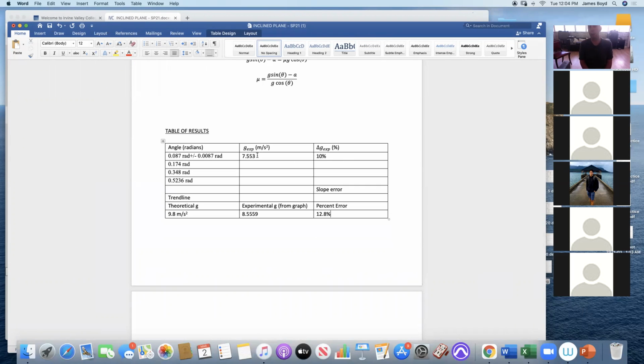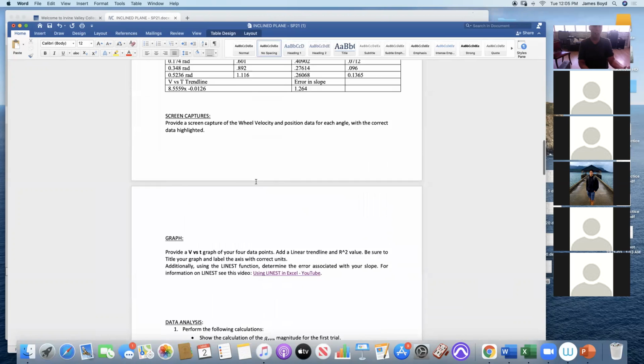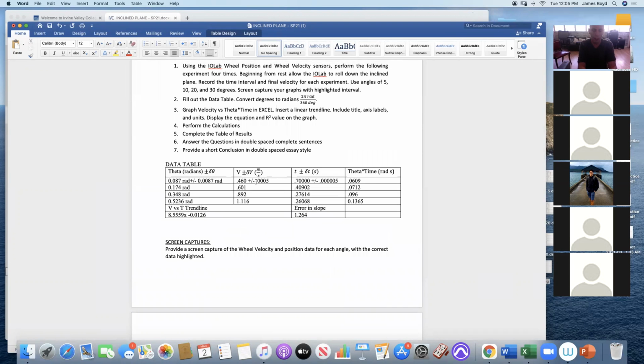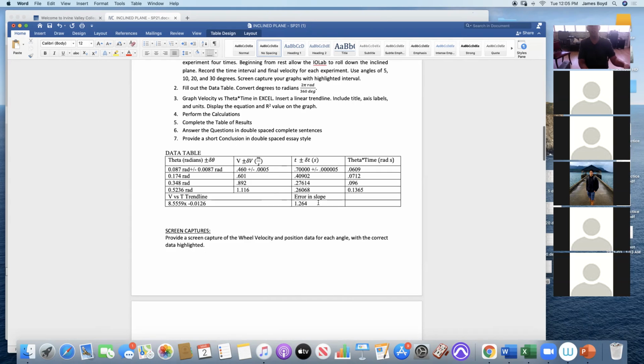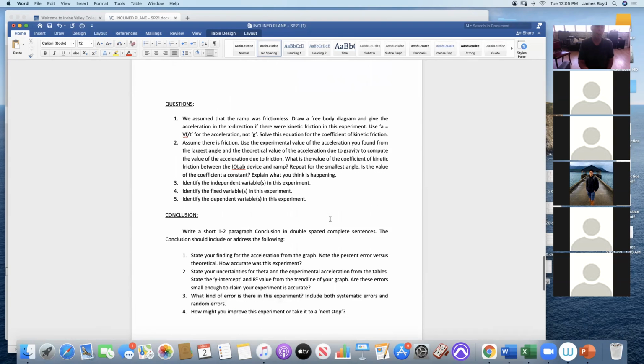our G experimental was 7.553, which is a lot. That's a lot of friction affecting the system. We can do the same for this one. It would be G sine of 30. So let's do that with our data here. We would get 9.81 sine of 30 minus V final 1.116 divided by time 0.26. I get 0.6127. Divide that by 9.81 times cos of 30. And I get 0.072. Now, that's weird.